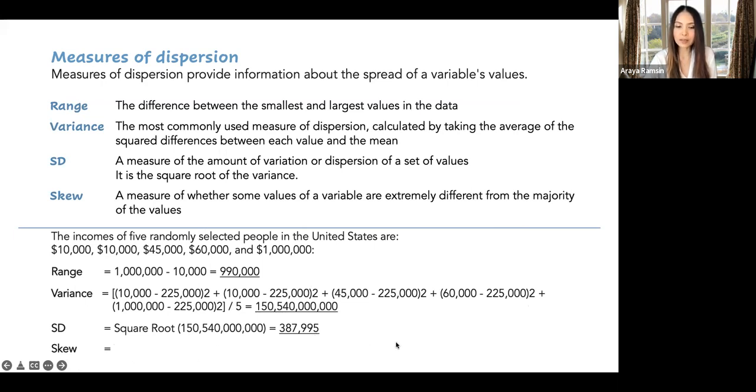And the skew, is this one positively skewed or negatively skewed? Can you tell me?